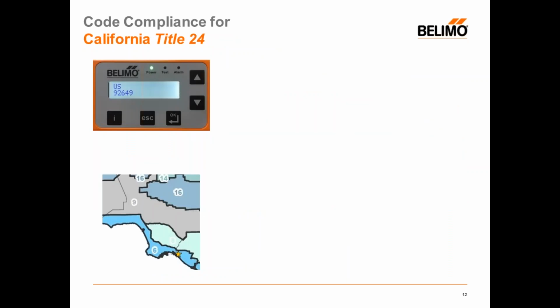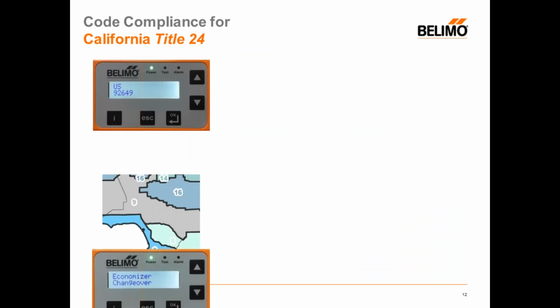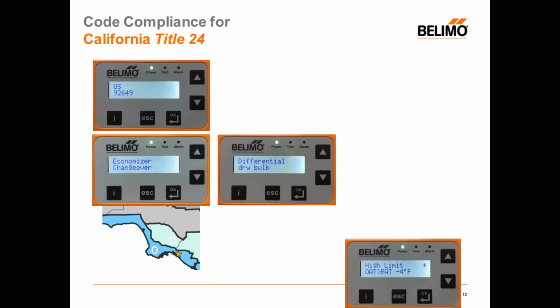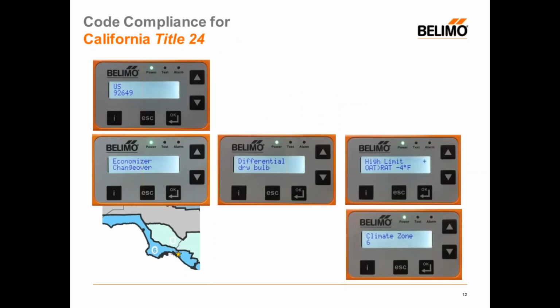Here we have Huntington Beach, California, zip code 92649. Enter the zip code, and again, depending on the sensor array, the economizing strategy is selected. Here we have differential dry bulb, and the high limit temperature differential is determined by the CEC Climate Zone 6 requirements.